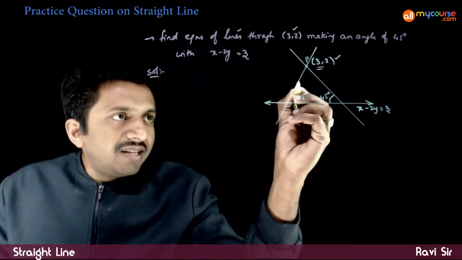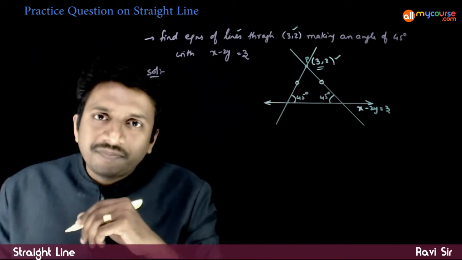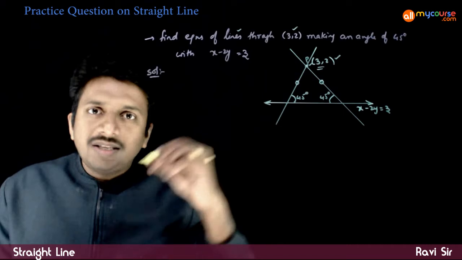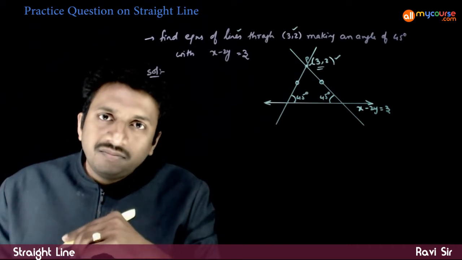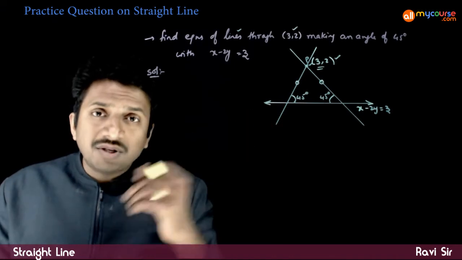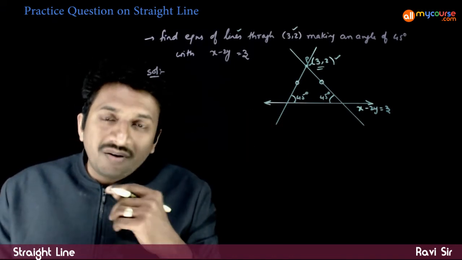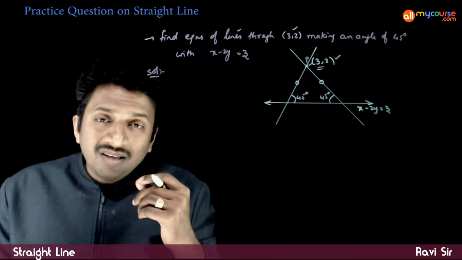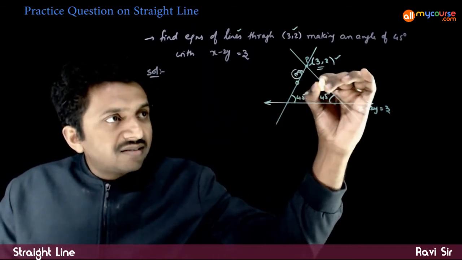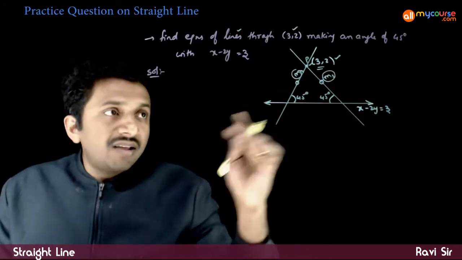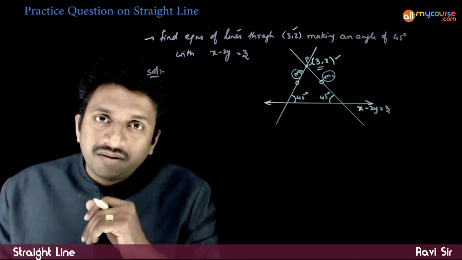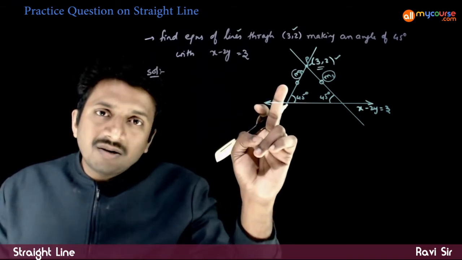Now you're asked to find the equations of these two lines, right? Now I know the point through which these two lines pass. So what else do I need to find the equation of the line? One more piece of information, and that can be the slope of the line. So if I know the slopes of these lines, then I can very easily find the equation because I already have a point. So how do I find the slope?